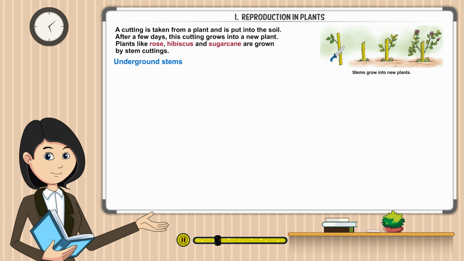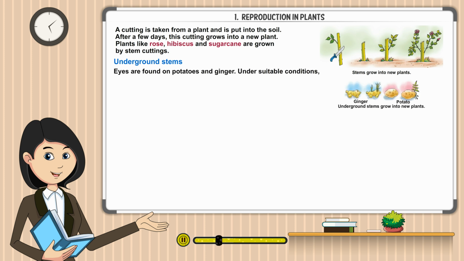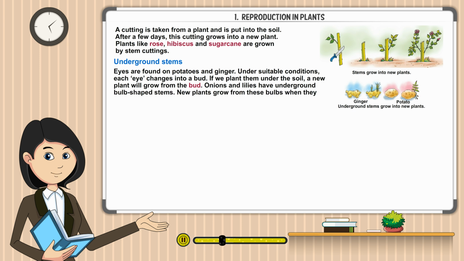Underground stems. Eyes are found on potatoes and ginger. Under suitable conditions, each eye changes into a bud. If we plant them under the soil, a new plant will grow from the bud. Onions and lilies have underground bulb-shaped stems. New plants grow from these bulbs when they are kept inside the soil.